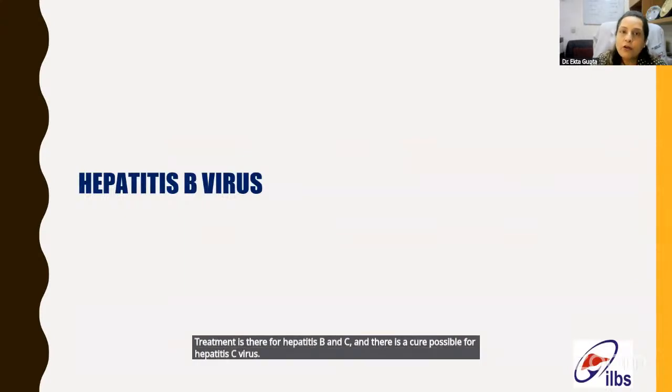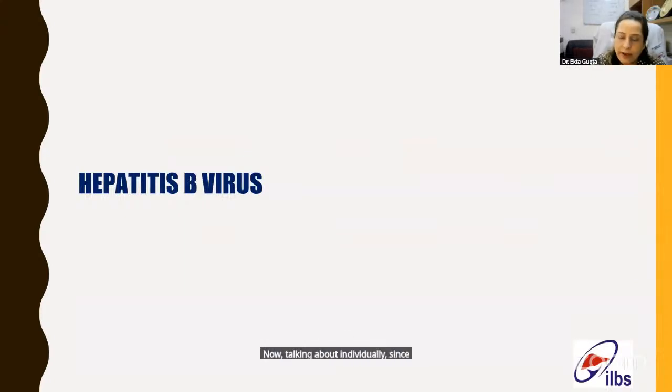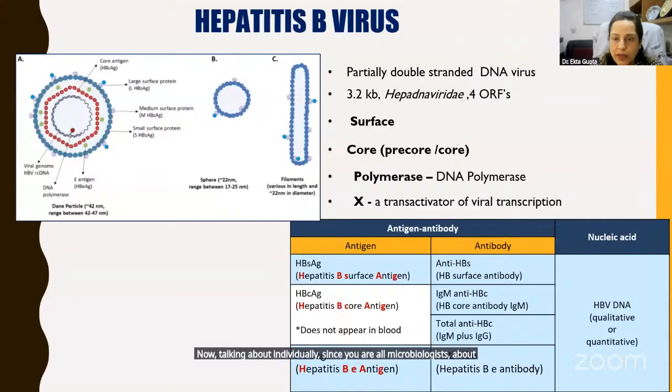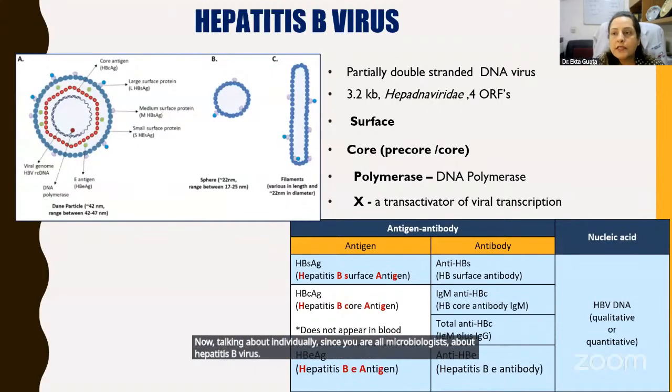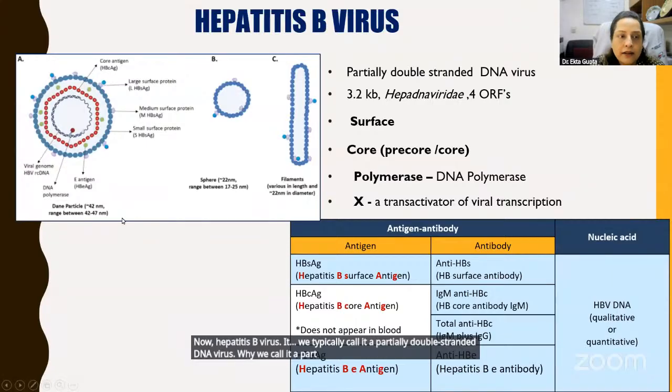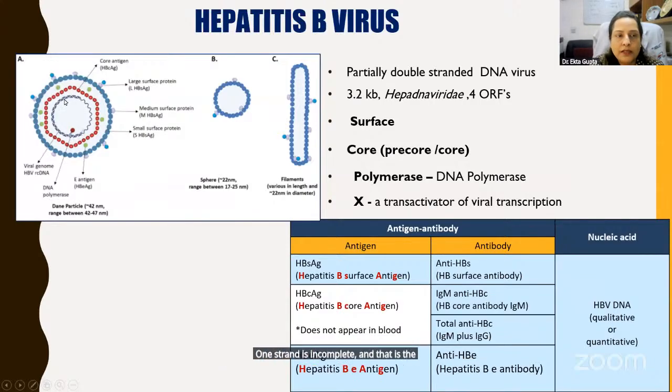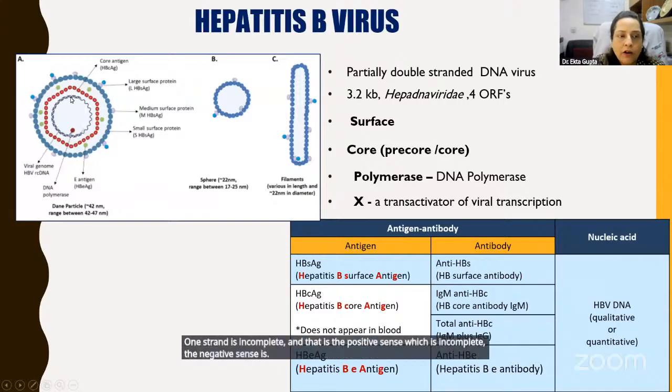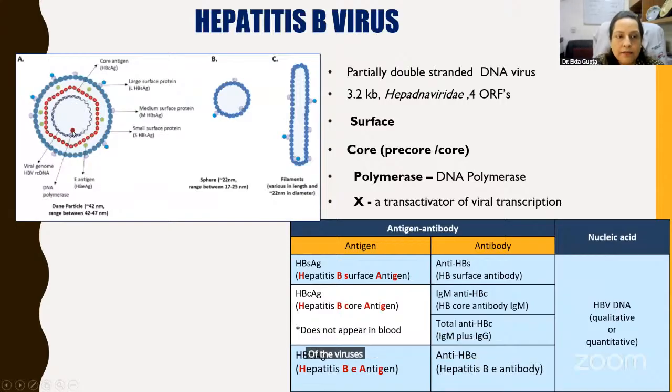Now, talking about them individually, since you are all microbiologists, about hepatitis B virus. We typically call it a partially double-stranded DNA virus. Why do we call it partially double-stranded? Because you can see that there is a circular genome. One strand is incomplete, and that is the positive sense strand. The negative sense strand is complete.